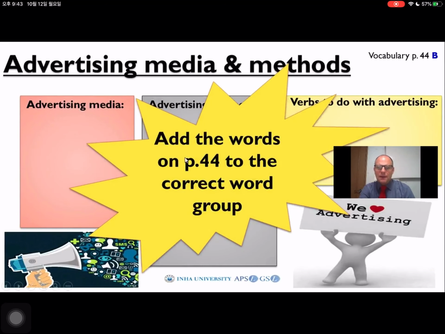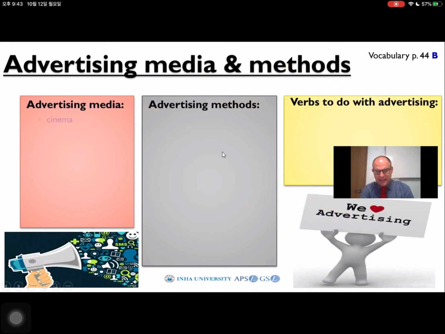Once you've finished, page 44, the vocabulary section, it's asking you in a little bit more detail. It's asking you to add the words to the correct group. So you've got the media here, the method here, and verbs here to do with advertising. So for example, the media, cinema. An advertising method would be advertorials, and a verb, endorse a product, like product endorsement, like we talked about with George Clooney in Nespresso. There you go, a great example of that right there.